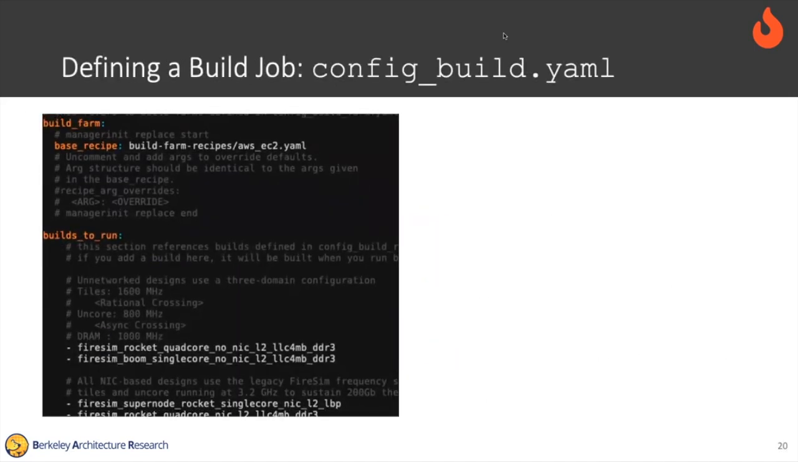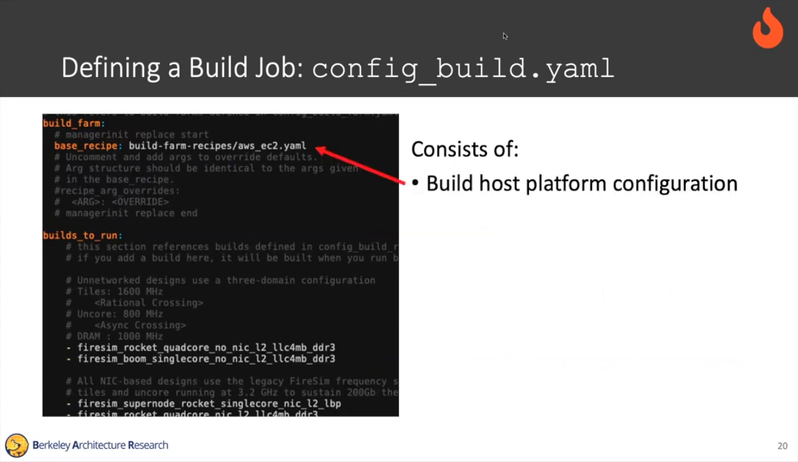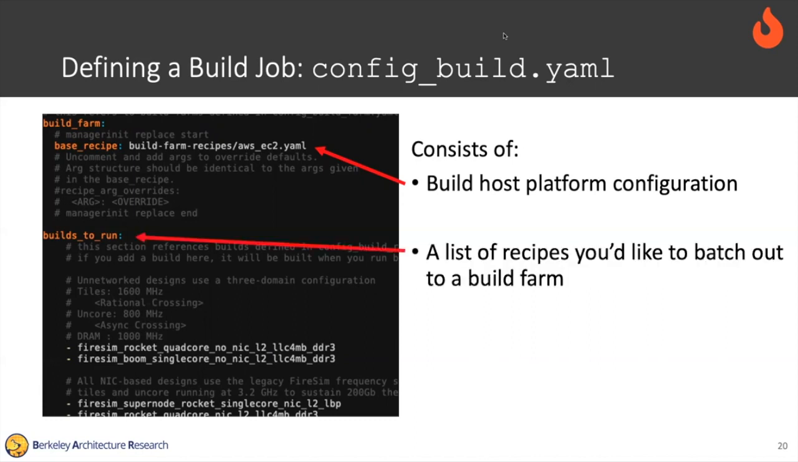So if we look at the other file, which is config build.yaml, you should see something that looks like this. So you'll see something at the top, that's the build farm, which is basically the build host configuration section, indicating that I'm running on AWS, and it has a bunch of AWS default parameters indicating what's the name of instances that I'm launching, what's the instance type, things of that sort. And then it specifies what builds do I want to run. So in this case, I have a list of builds that reference the recipes that we mentioned before in that other file to build.